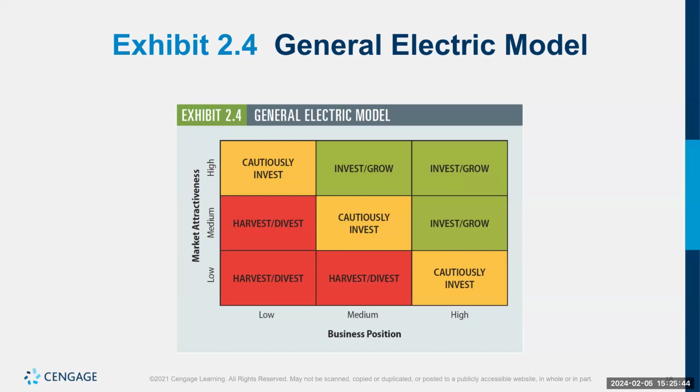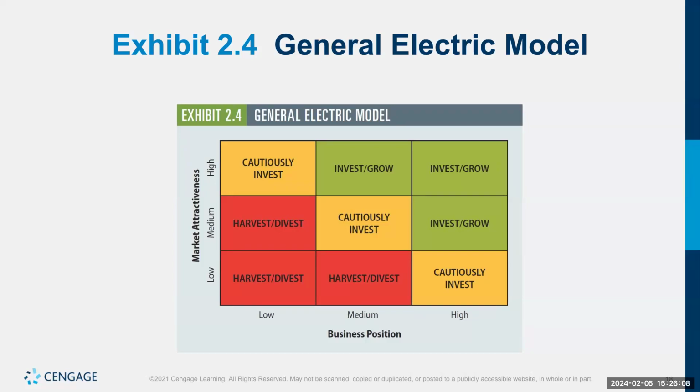But you have these 9 cells, and you have the green zones, yellow zones, and red zones. And so the green zones are invest and grow. This is where businesses in these cells have a strong competitive position in attractive markets. And this tells them that they can use their resources to advance or to invest.